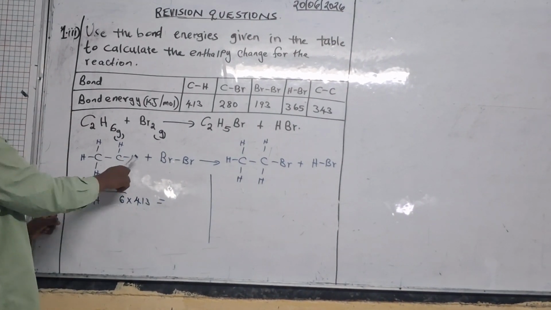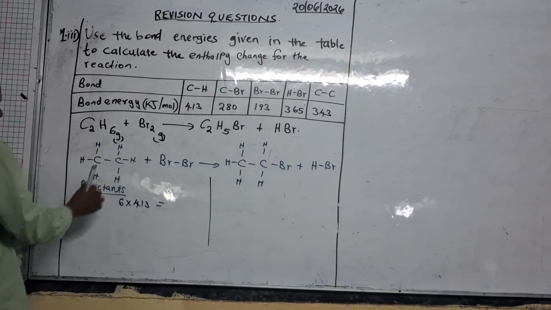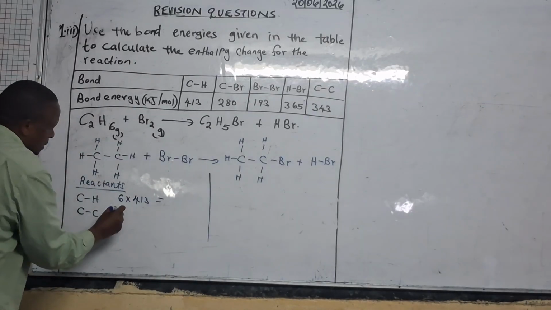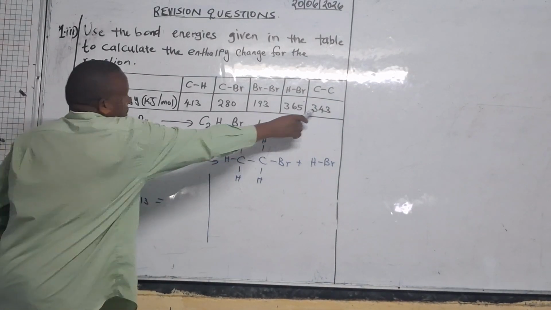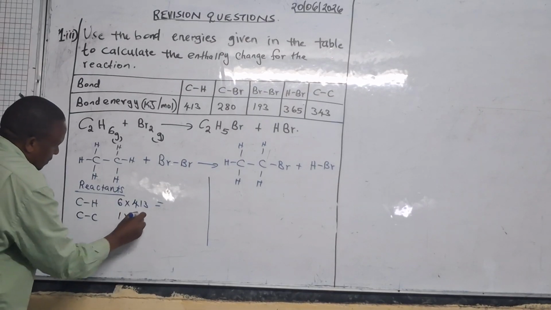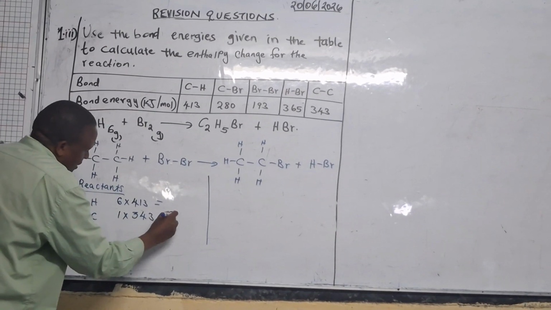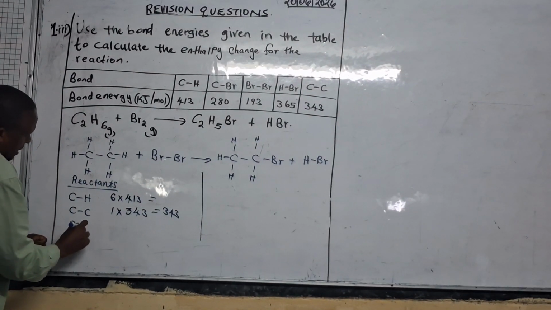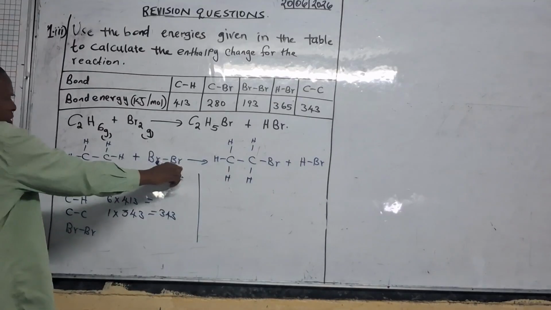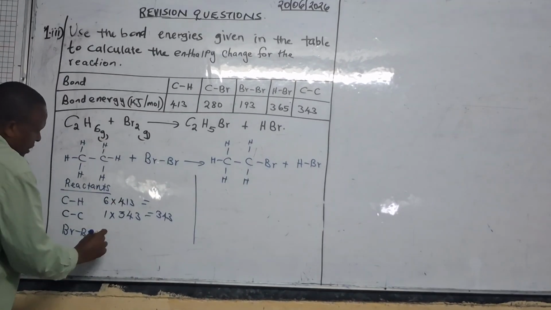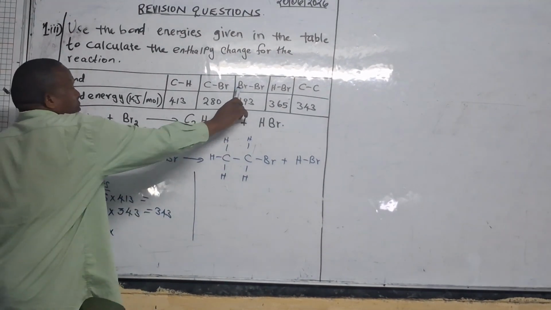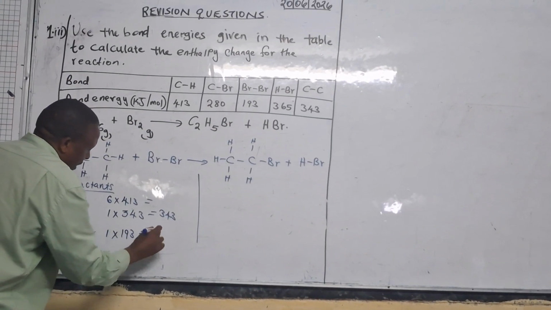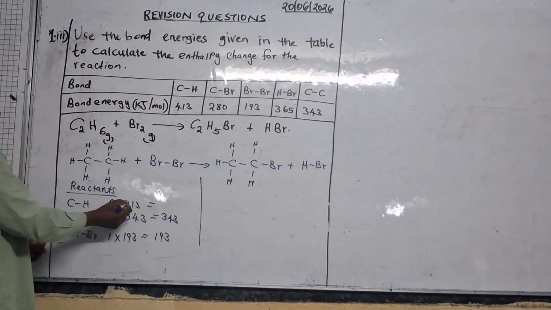You get the answer. The next one is carbon-carbon bond. So we have carbon-carbon bonds. How many carbon-carbon? Only 1. Times the bond energy of carbon-carbon bond, which is 343. This one is going to give us 343. Okay. Then we have another one, which is bromine bond. This bond here. How many are they? Only 1. Times the bond energy of bromine bond, which is 193. So you get 193 here. What do you get here? 6 times 413?